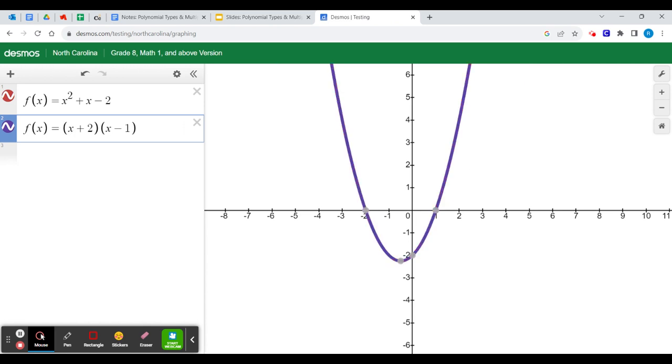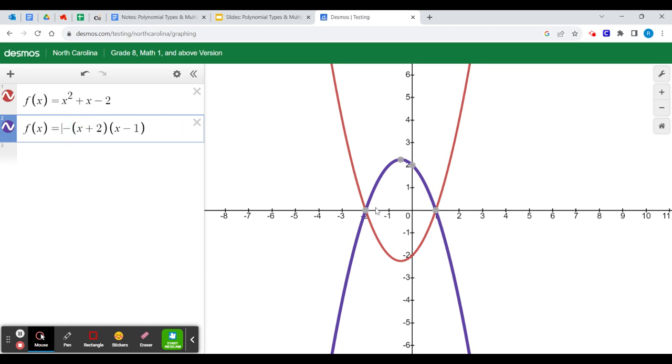Another thing we can do is we can just throw a negative out in front of this and notice how that flips our end behavior around. Now we have a negative end behavior, but we're still hitting those same zeros. Okay, and the reason that works is if we were to multiply this whole thing out, we would get this negative distributing in to both of our polynomials, and that would end up with a negative leading term.